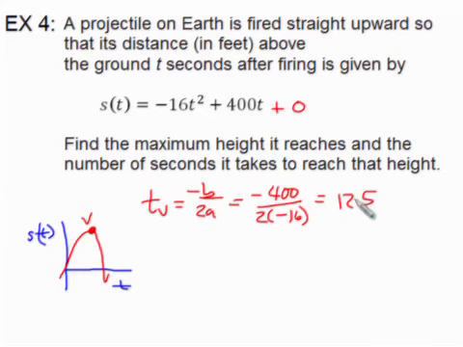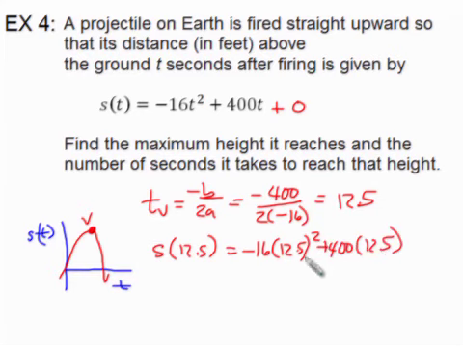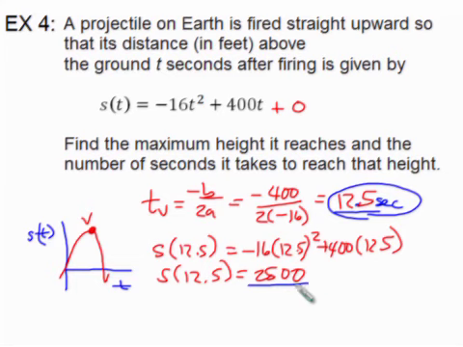Now plugging 12.5 back into the original equation, so s of 12.5, it would look like negative 16 times 12.5 squared plus 400 times 12.5, which gives us s of 12.5 is 2,500. The projectile then will reach a maximum height after 12.5 seconds, and the maximum height is 2,500 feet.